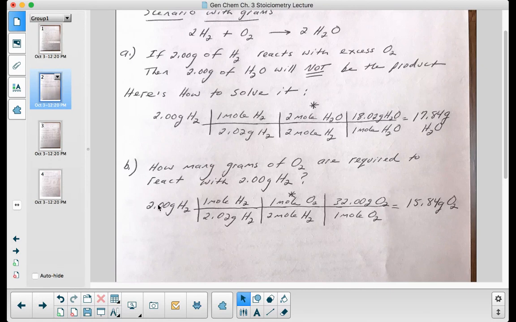And so I would take 2 times 1, divide by 2.02, times 1, divide by 2, times 32, divide by 1, and I get 15.84. So you can see here that your mole ratio is definitely going to have an impact on your answer to the problem. Whereas here, with the 1-to-1 ratio, you wouldn't have even noticed if you made that error. I'm going to stop right there for now.